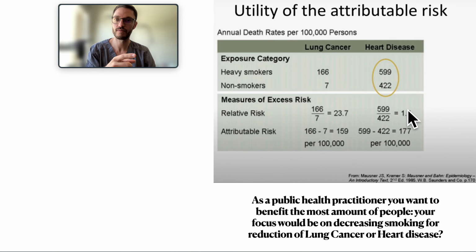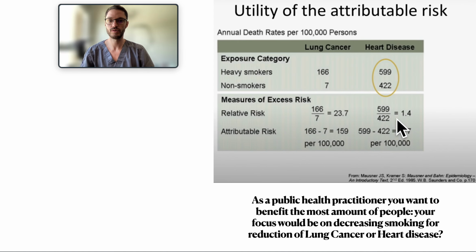And the relative risk for heart disease is 1.4. So it seems a very small relative risk as compared to smoking and lung cancer. In this one, you would read it as a smoker has 1.4 times increased risk or relative risk of developing heart disease as compared to a non-smoker. Okay, perfect. But what can you do with that?